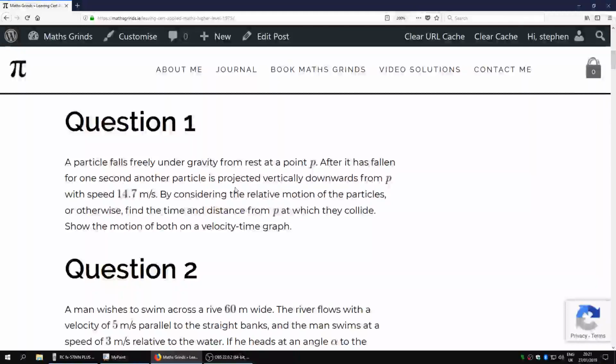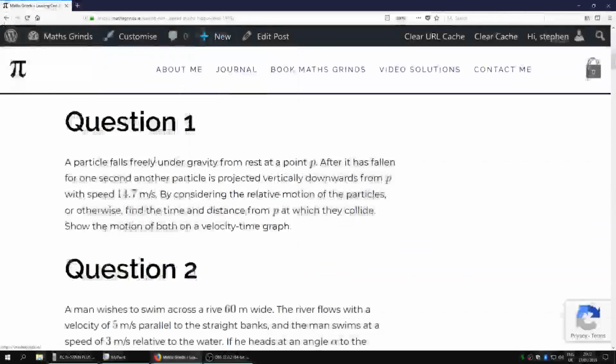Okay, so for this one here, a particle falls freely under gravity from rest at a point P. After it's fallen a second, another particle is projected down from P at a speed of 14.7. And the question is basically, when and where do they collide? And show this on a graph. Okay, so let's have a look here.